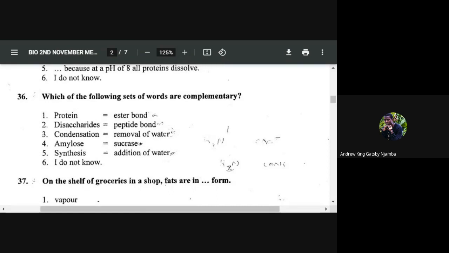Question number 36. Which of the following sets of words are complementary? Protein, ester bond. So I think this one we're just going to do fast. What's your take on question number 36? What's your option on number 36? Option 3 is the correct one. Condensation is a loss of water. So yeah, that's the option there.